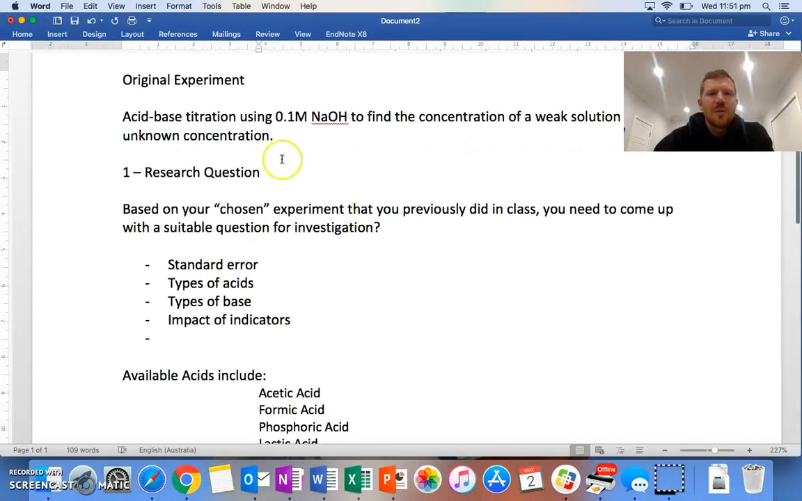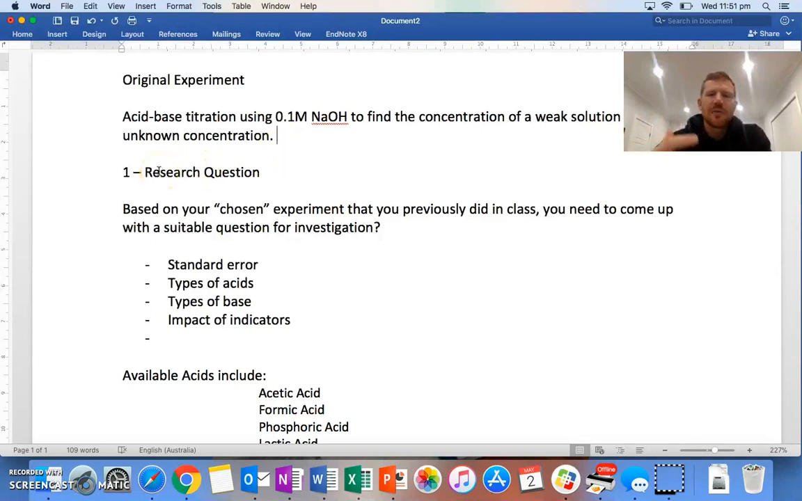All right, so the first thing we're going to do is look at our original experiment. The experiment that we did in class was an acid-base titration using 0.1 molar sodium hydroxide in order to find the concentration of a weak solution of hydrochloric acid of unknown concentration. So we didn't know the concentration of the hydrochloric acid. We obviously did with the sodium hydroxide. We did titration. We worked out that the hydrochloric acid was a fair bit weaker. All right, that's our experiment.